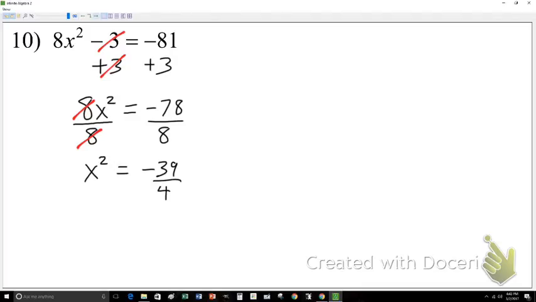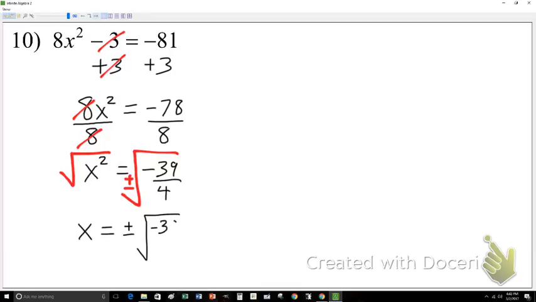We then can just take the square root of each side. That'll get rid of the square that's on the x. Don't forget a plus and a minus there. Two possibilities for what x could be. Taking the square root of that square, that just means we have x on the left side, is equal to plus or minus the square root of negative 39 over 4.